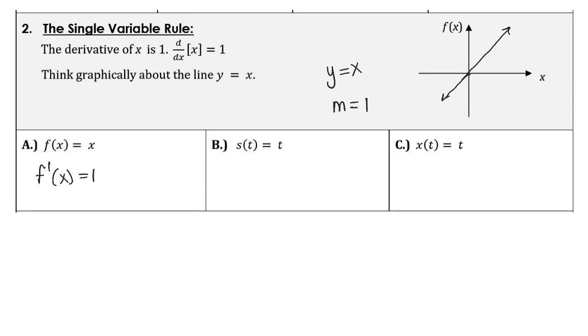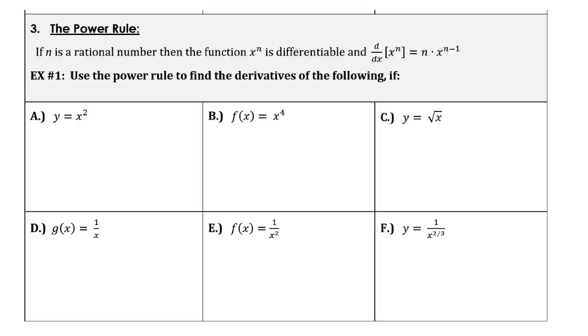Okay, what about part B? What would S prime be? S prime at t is still 1. X prime at t is going to be what? 1. So if you've got just a variable and you need to find the derivative with respect to that variable, your answer is always 1. Every time. Questions? All right, let's move on.